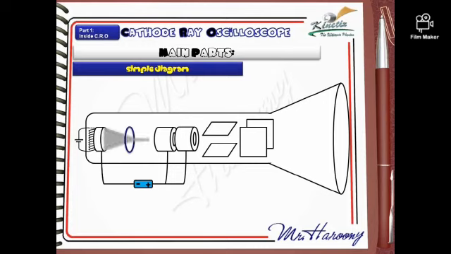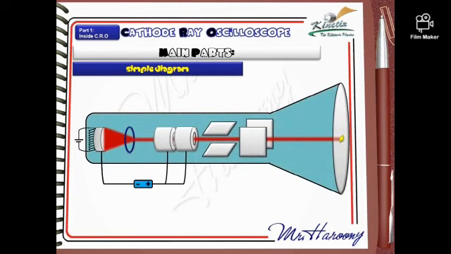And finally, this is the beam of electrons. This will make a flash on the screen. This is how you will draw it in the exam. Now label the parts. All the apparatus are placed in a vacuum tube.